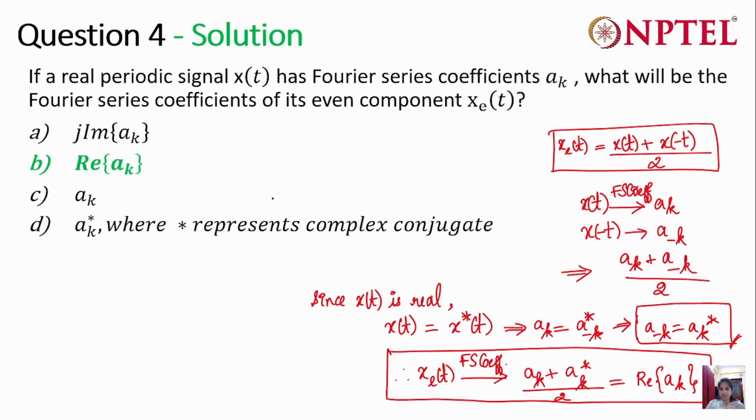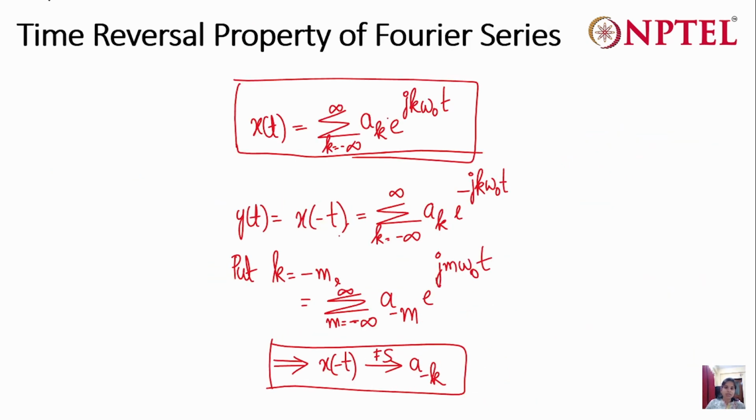Okay, I'll go from this. So, first let us see the time reversal property of Fourier series. So, we know the formula: x of t is summation k is equal to minus infinity to infinity ak e power jk omega naught t.